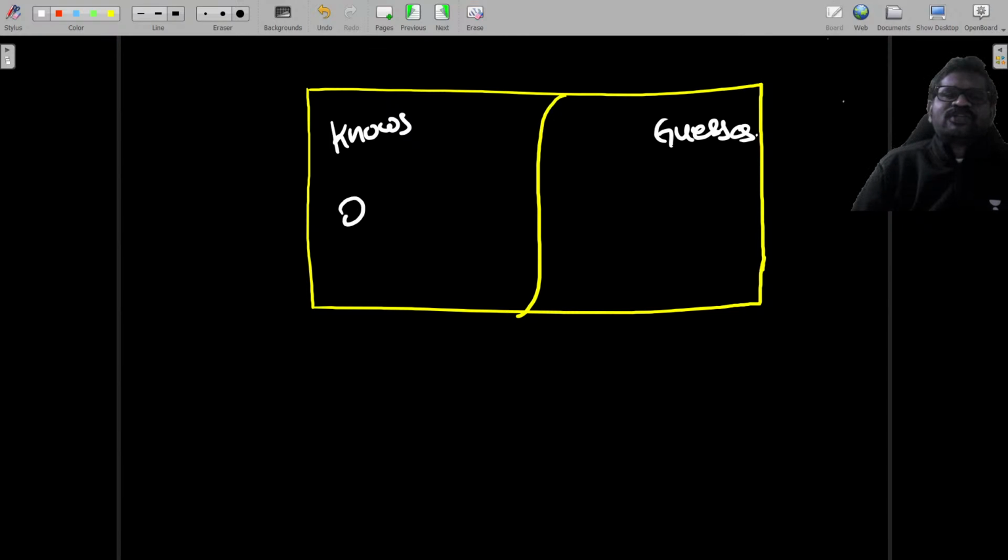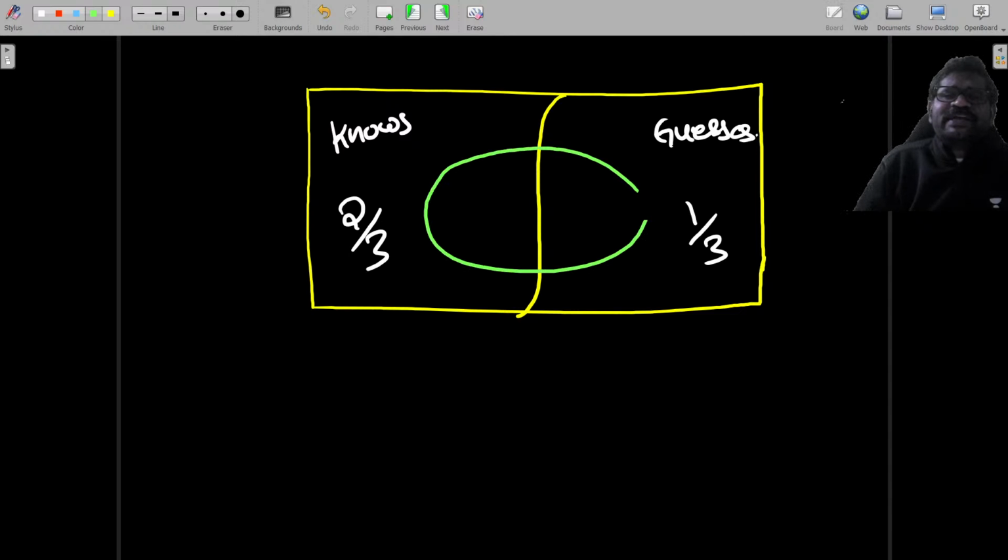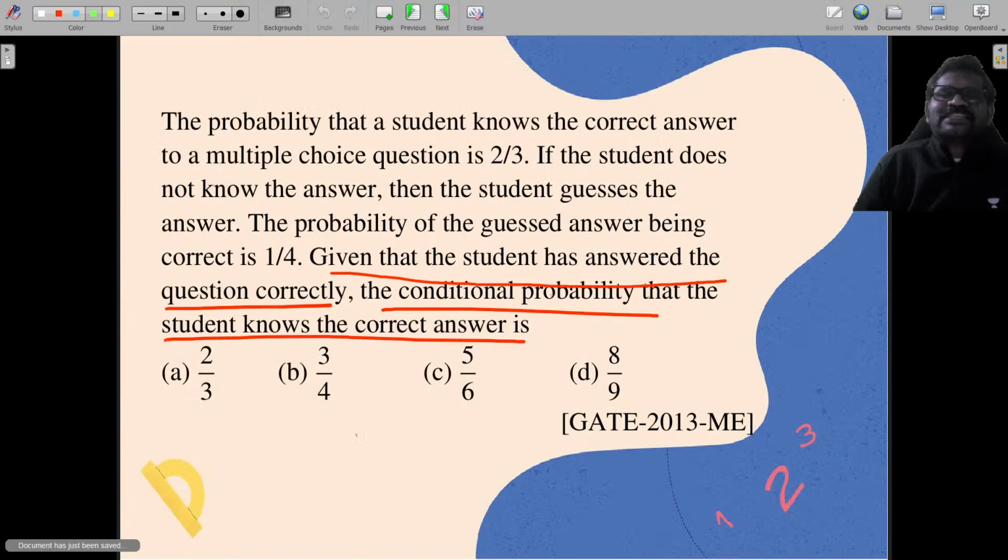The probability that the student knows the answer is 2/3. Therefore, automatically the probability that the student guesses the answer is 1/3. Answer correct is an arbitrary event. If the student knows the answer, it is 100% correct. If the student guesses the answer, the guess being correct is given by 1 by 4.